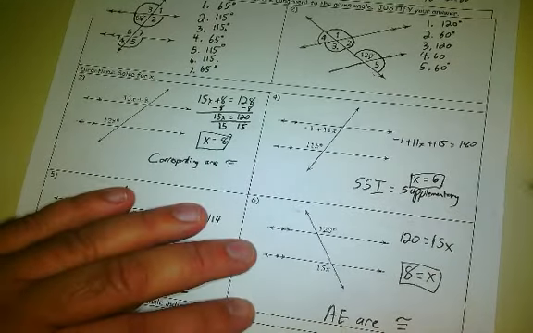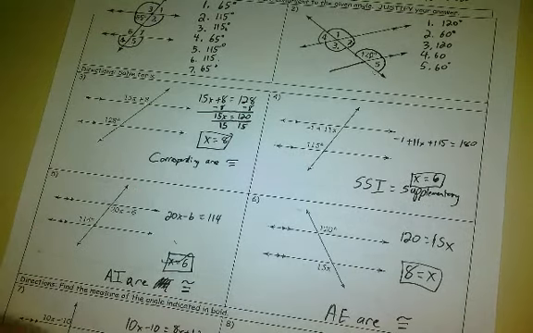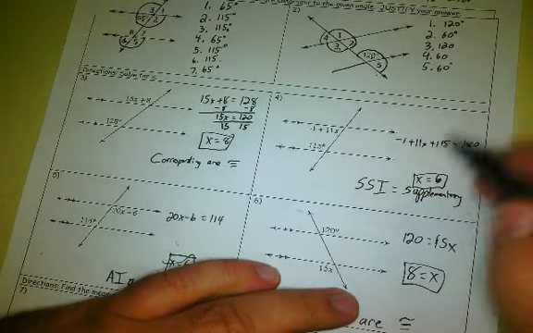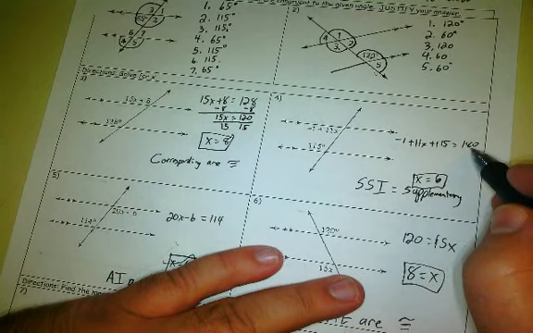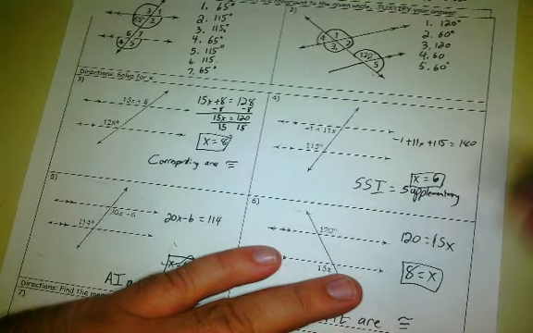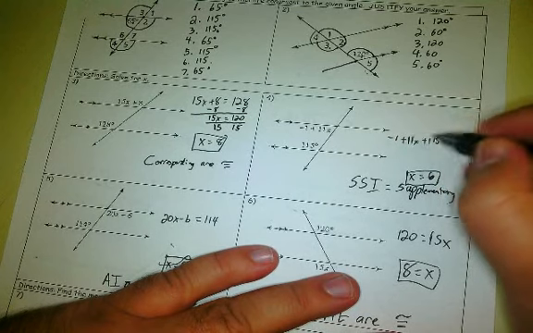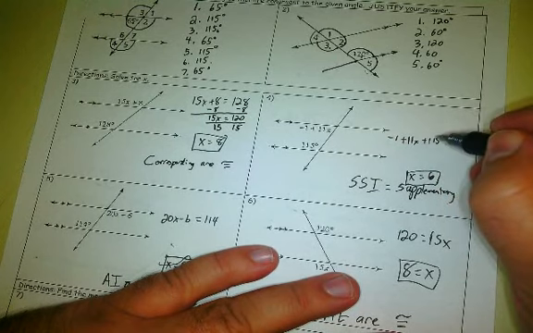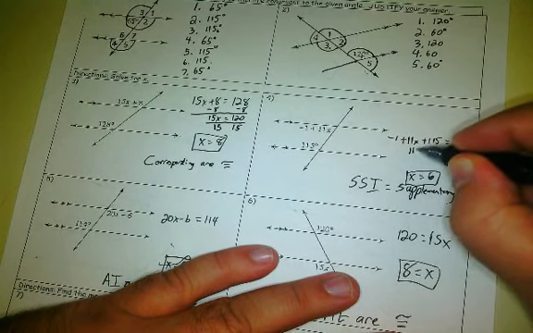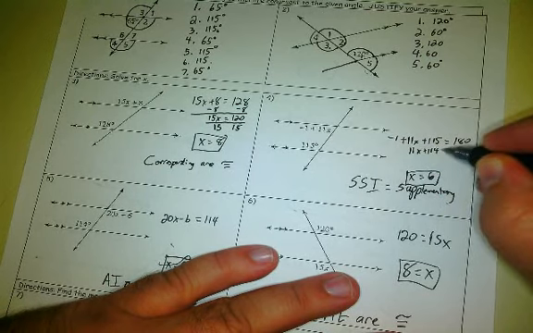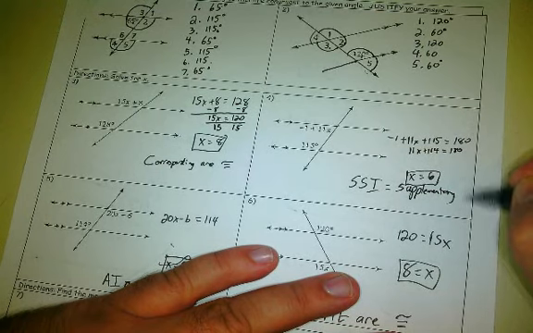All right, coming over here to this one. I'm afraid I might have messed up, not giving myself enough room here, but I'll do my best. It says negative 1 plus 11x plus 115 equals 180. So to solve this one, I would combine my like terms first. Negative 1 and 115 would become 114. So now it says 11x plus 114 equals 180.